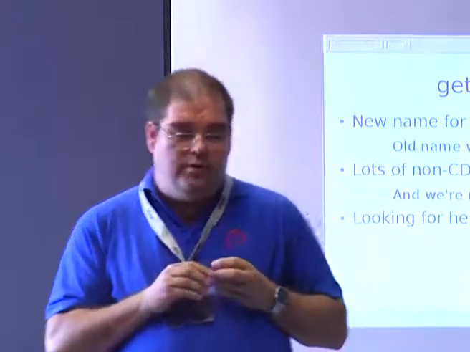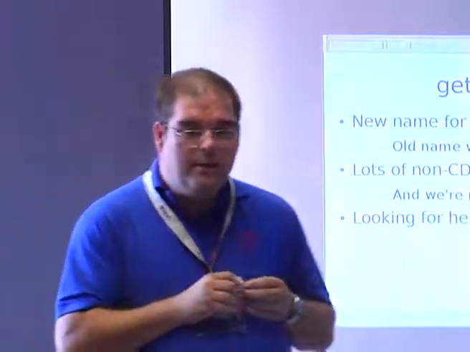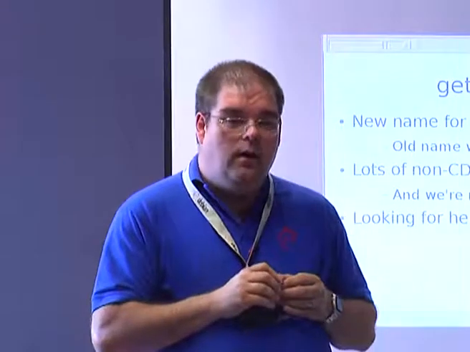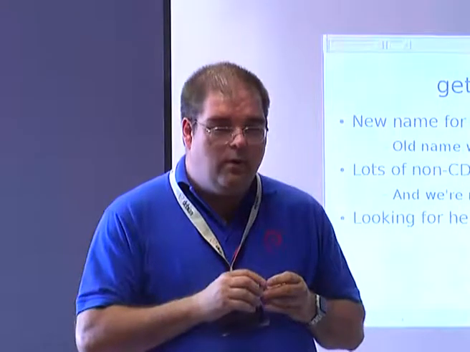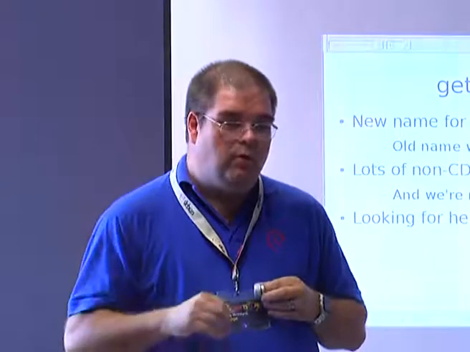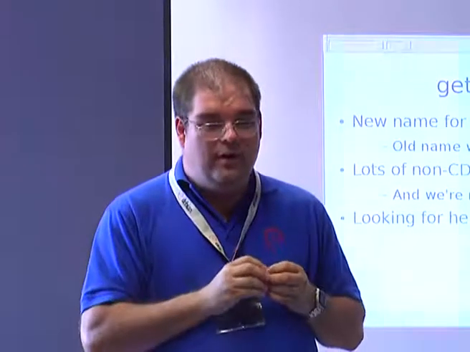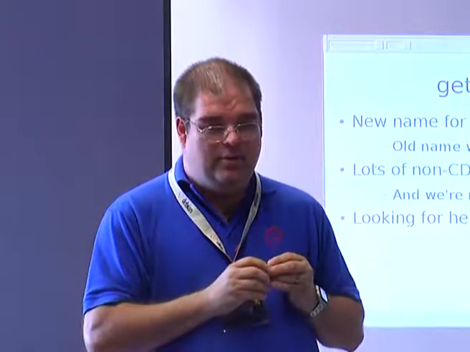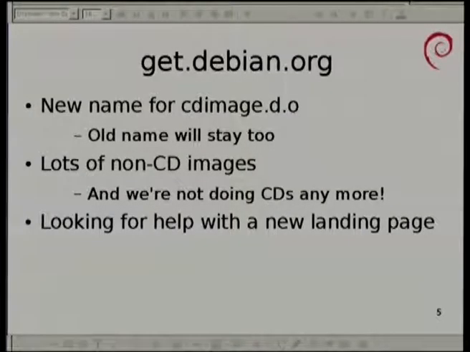So, the other change, people may have seen, I asked about this on mailing lists a few days ago. The changes are in, I've picked. Again, I'm willing to be overruled. I think get.debian.org is a much better name than cdimage.debian.org. Again, fairly obviously, if we're not making CDs anymore, that's a really stupid name for a server. We're going to keep the old name too.